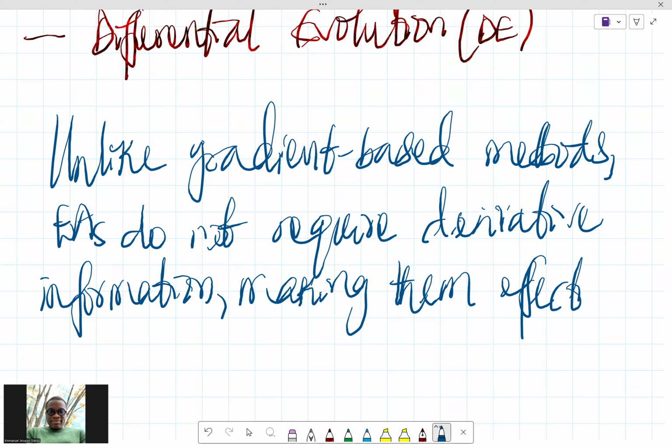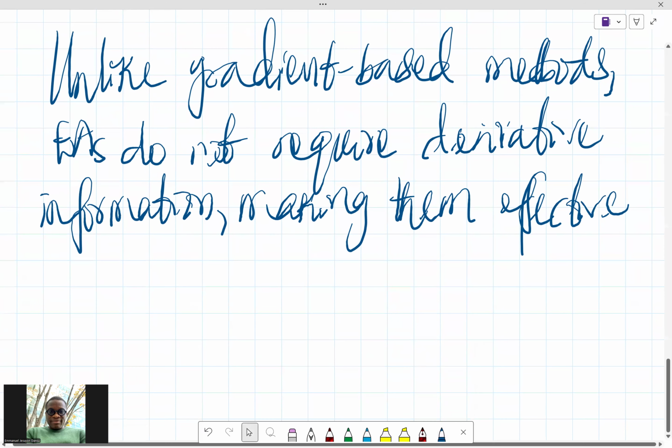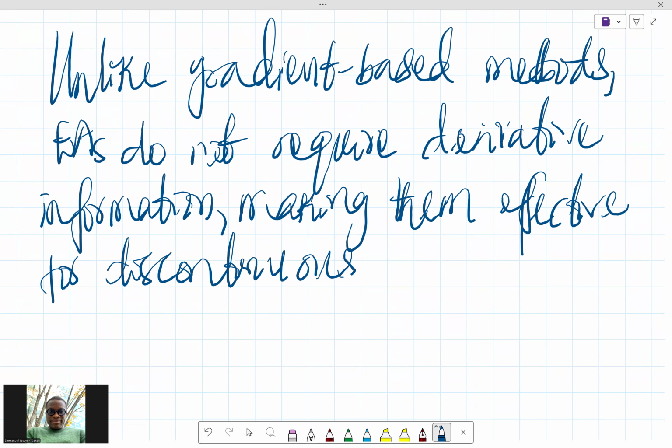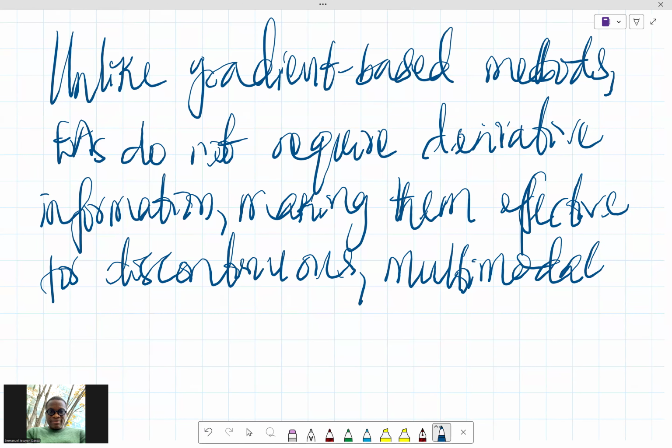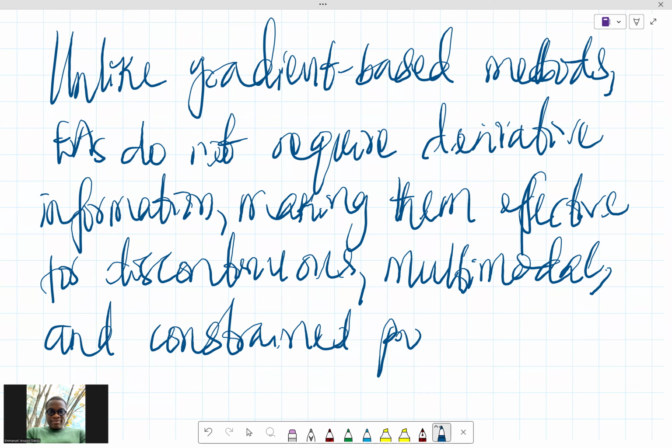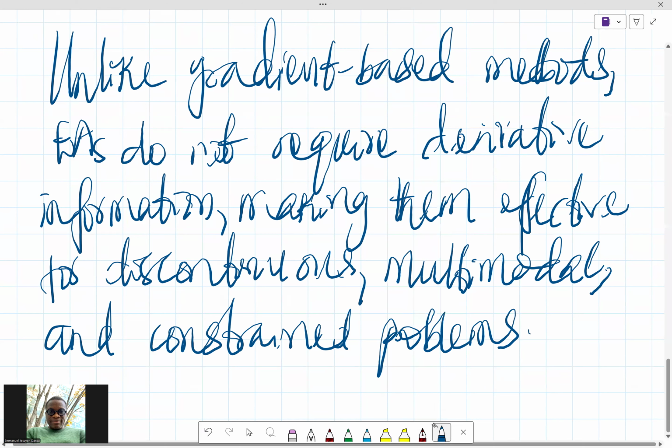Not requiring derivative information makes them effective for discontinuous, multimodal, and constrained problems.